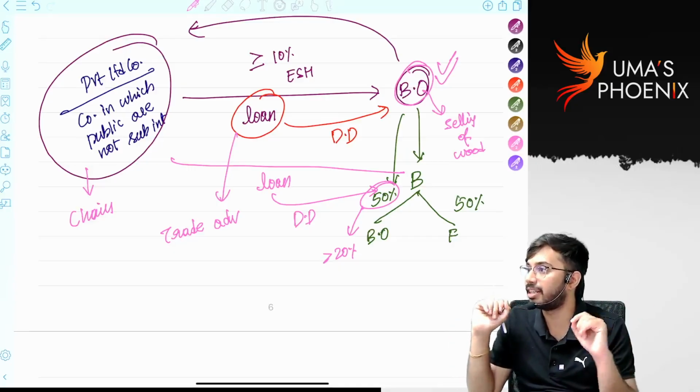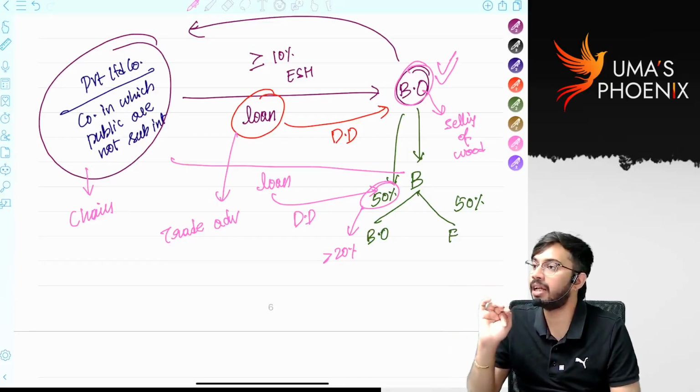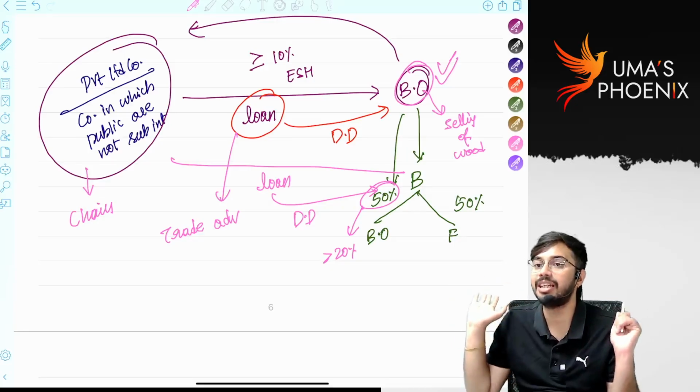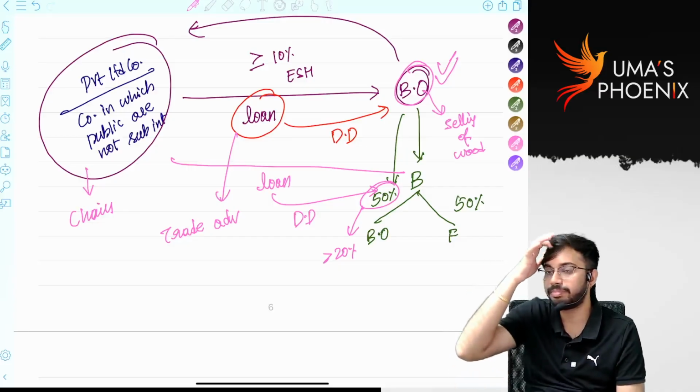Is it clear? Next. A private limited company is engaged in the business of banking. So in the normal course of business, a loan is received by the beneficial owner. That is also not considered as deemed dividend. Is it clear?